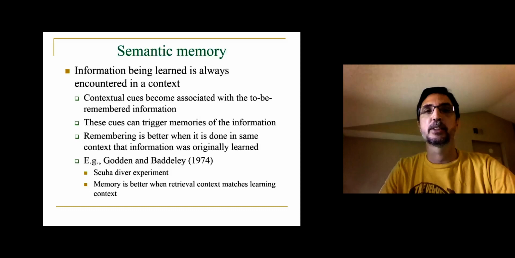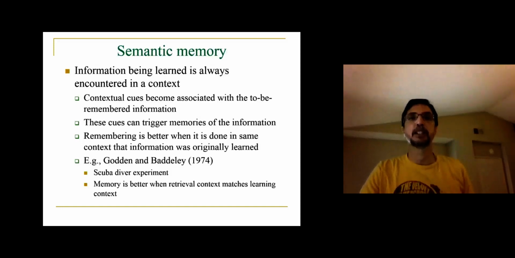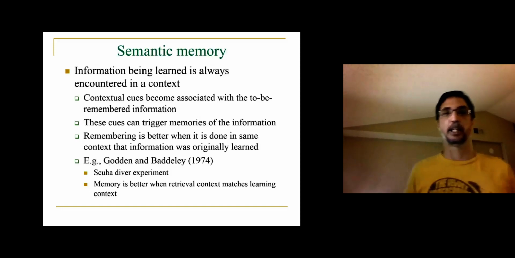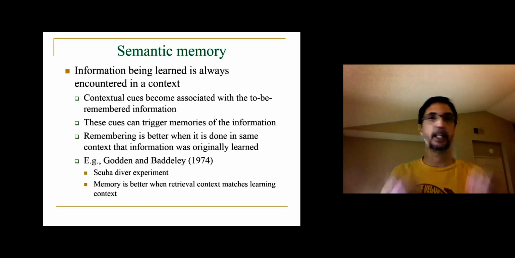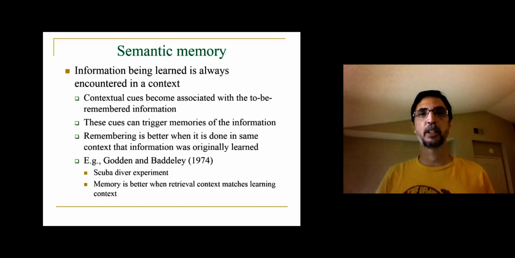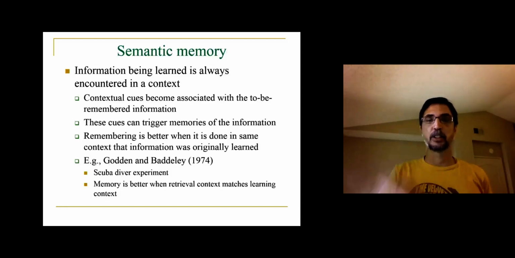So one of the things that research into human semantic memory tells us is that information is always learned, always encountered in a particular context. So when you're learning a list of words, for example, you're learning that list of words in a certain situation, in a particular room, at a particular point in time. Even if the goal isn't to learn those details of the context. Your goal in that case is to learn the list of words, but you learn it in a context.